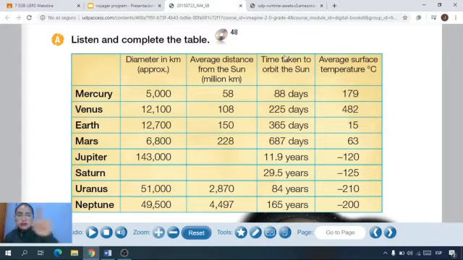time to take to orbit the Sun, okay, average surface temperature C. According to this, del promedio de la temperatura de la superficie, okay, centígrados. Let's start with the listening. What do you have to do? ¿Qué tenemos que hacer? You have to listen and complete the table. You have to listen about Jupiter and you have to complete. And also you have to listen about Saturno. Very good. Y tenemos que completar. Let's start with our listening.